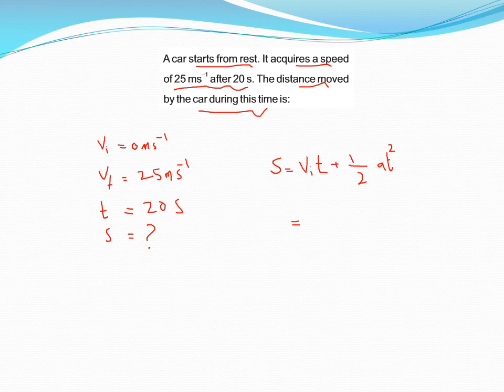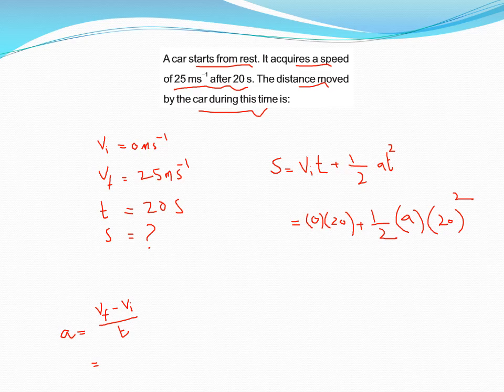So here Vi is 0, plugging in the values, time is 20 seconds, plus 1/2, and acceleration is to be found out, and again the time is 20 seconds. So let's first find the acceleration. I solved it here. What's the definition of acceleration? Acceleration is Vf minus Vi by t.